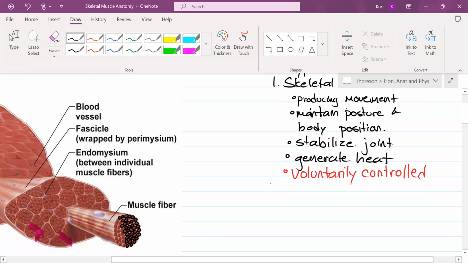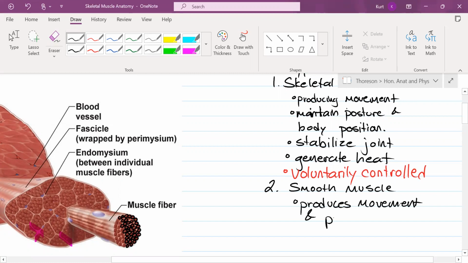The next type of muscle we'll cover is smooth muscle. This muscle produces movement and pushes contents. Now, what the heck do I mean by that?